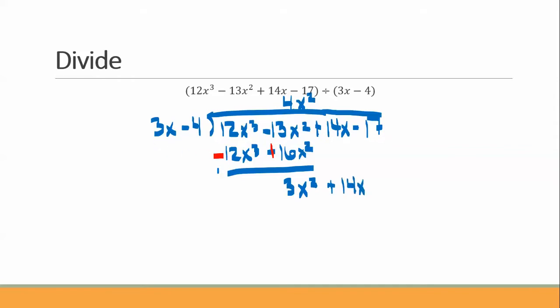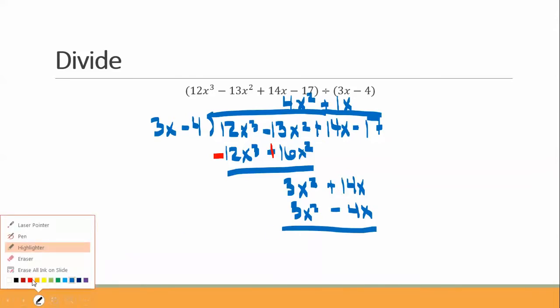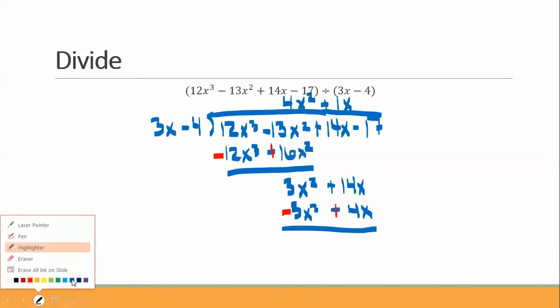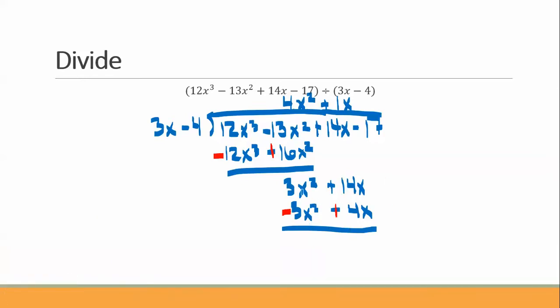How many times does 3x go into 3x squared? It goes in there plus 1x times. You don't need that 1. Sometimes it helps people though. 1x times 3x is 3x squared. 1x times minus 4 is minus 4x. Again, we're doing the subtraction, so we have to change our signs and do our subtraction. 3x squared minus 3x squared is 0. 14x plus 4x is 18x.